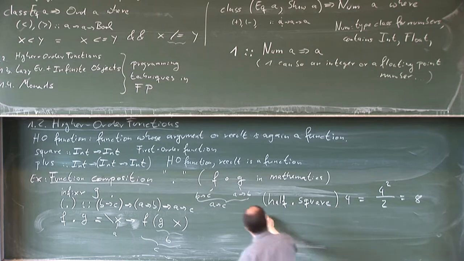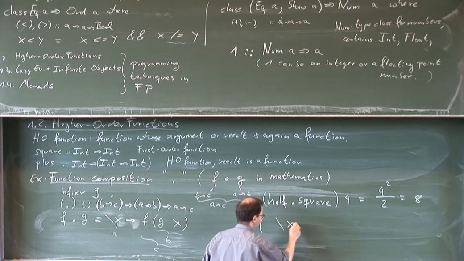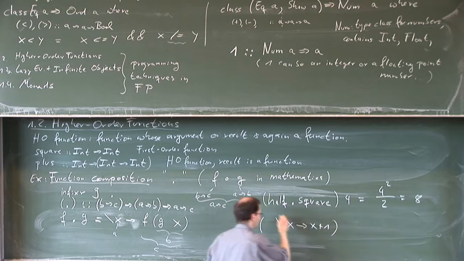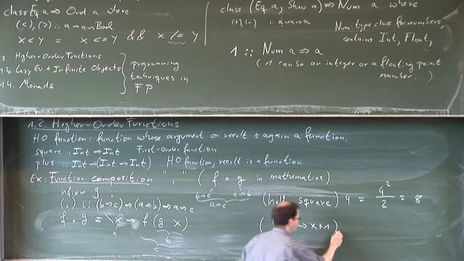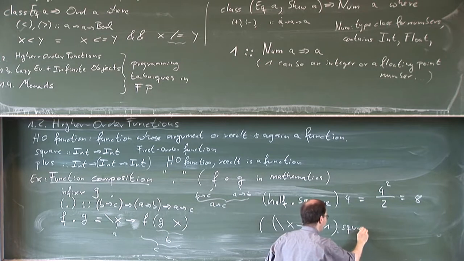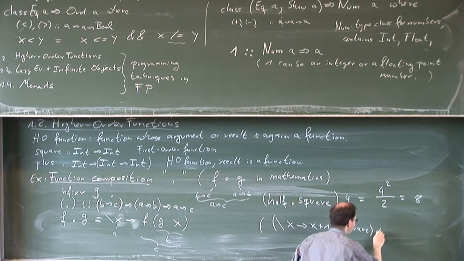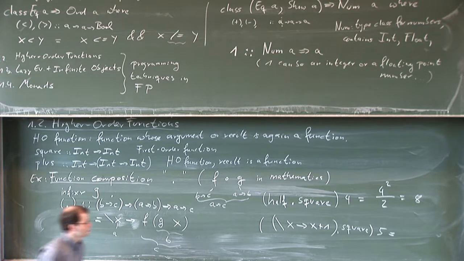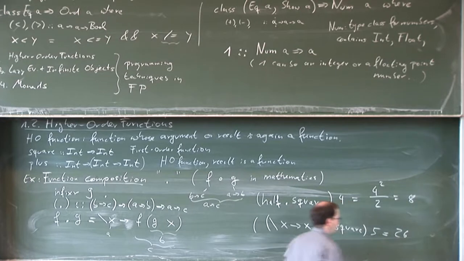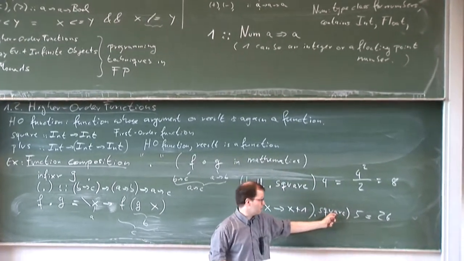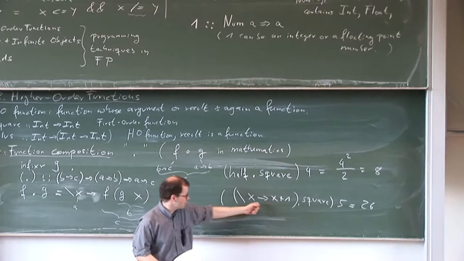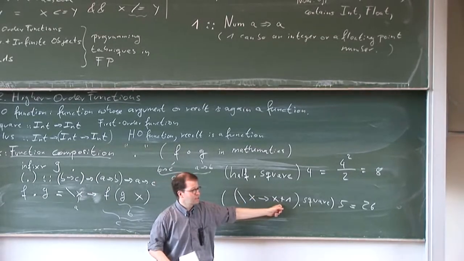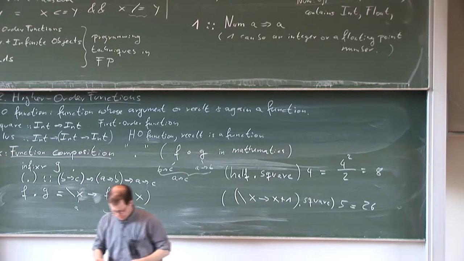Or maybe another example. Let's say we take this function. So it's this lambda function, and we compose it with square, and then apply it to 5. Then what do you think will be the result? 26. You first square this 5, which gives you 25, and then you apply this function. This is the function which takes an argument and adds 1. So if you add 1 to 25, you have 26.